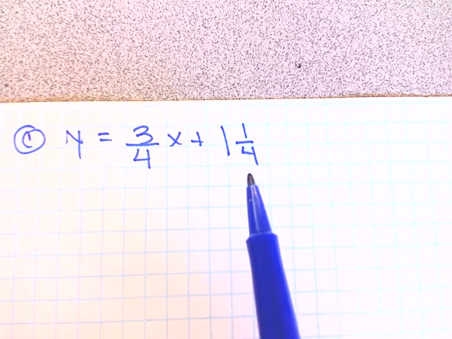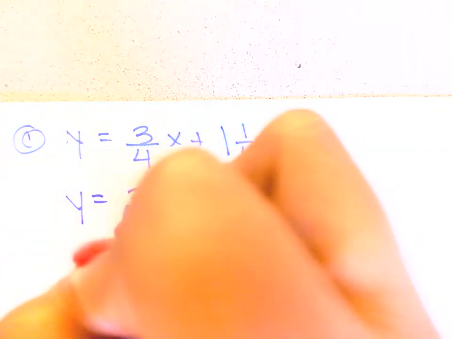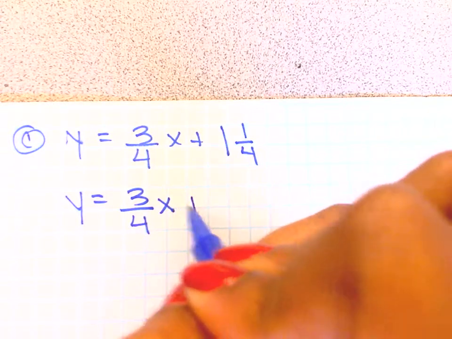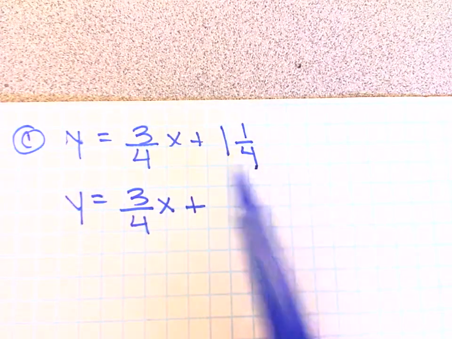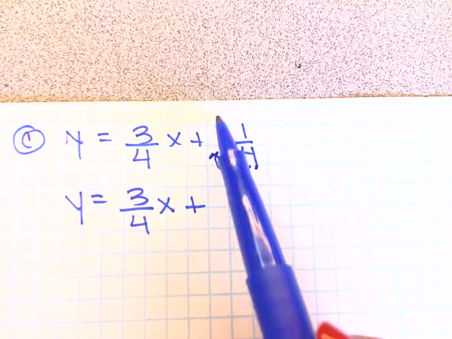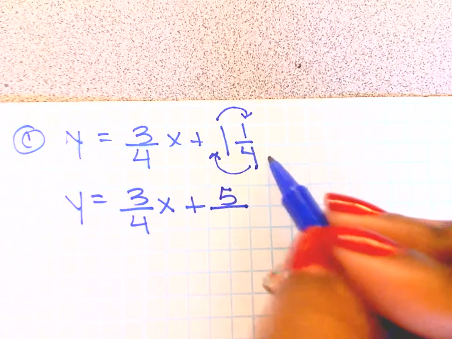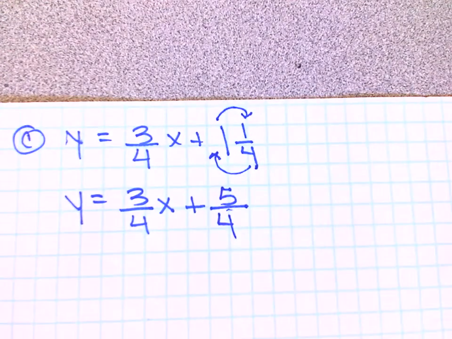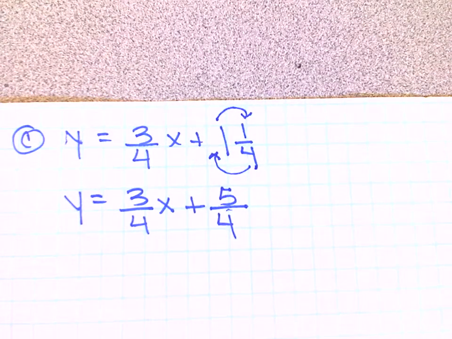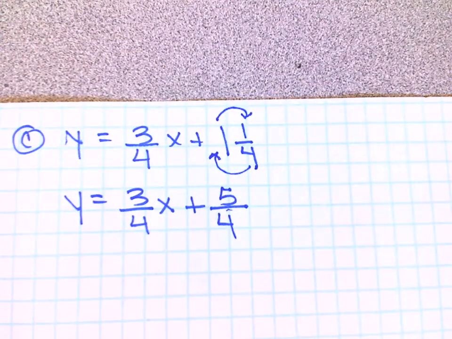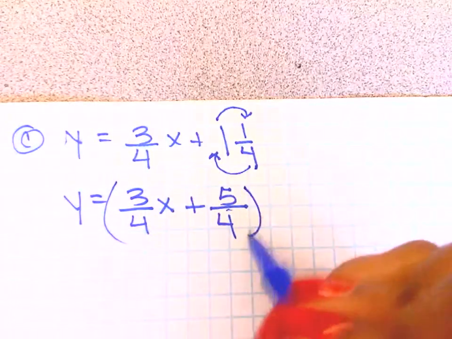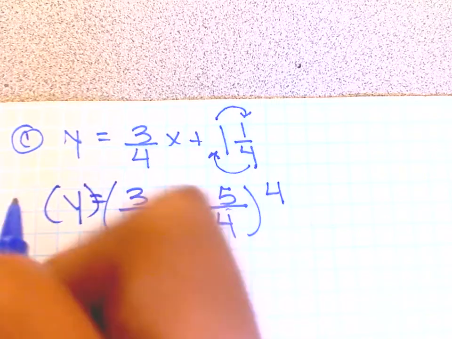Do I want to leave this as a mixed fraction? No. So I'm going to turn it into an improper fraction. Y equals 3 over 4x plus my improper fraction. 4 times 1 is 4. 4 plus 1 is 5. So I have 5 over my denominator, which is 4. First step, make it into an improper fraction. Second thing I need to do, get rid of these 4's that are in the denominator. So I'm going to multiply by what is in the denominator. To get rid of the 4, I'm going to multiply by 4 on both sides.